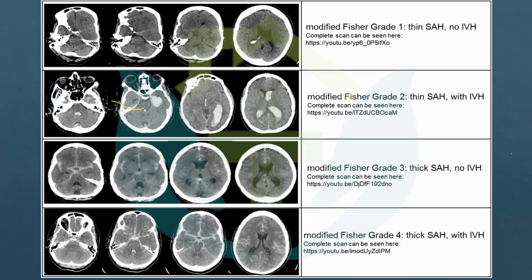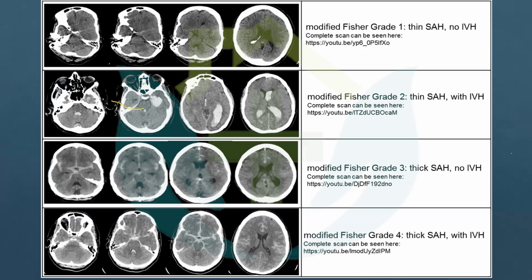And you talked about the Hunt and Hess and WFNS used as a predictor of mortality. So what is the usefulness of grading somebody? Why take the trouble of grading them using this Fisher or the modified Fisher scale? What additional information do you get?